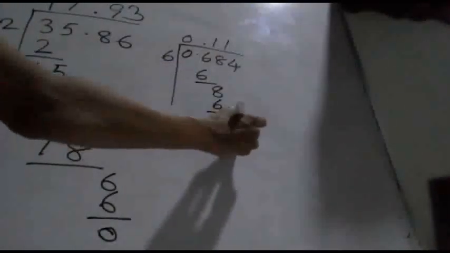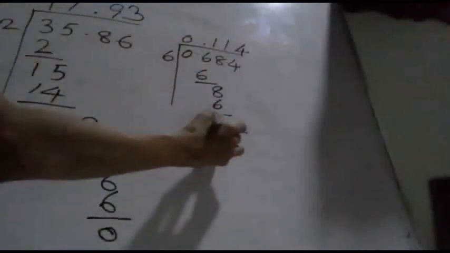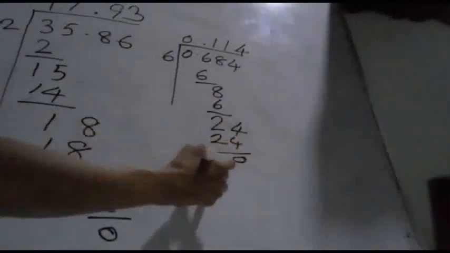Question number 7. 0.684 is divided by 6. We put decimal point here, 0. 6 is divided by 6, 1. 6 times 1 is 6. Then we write 8. 6 times 1 is equal to 6. 6 is subtracted from 8, here 2. We write 4 here. 6 times 4 is equal to 24. 0.114 is the answer.